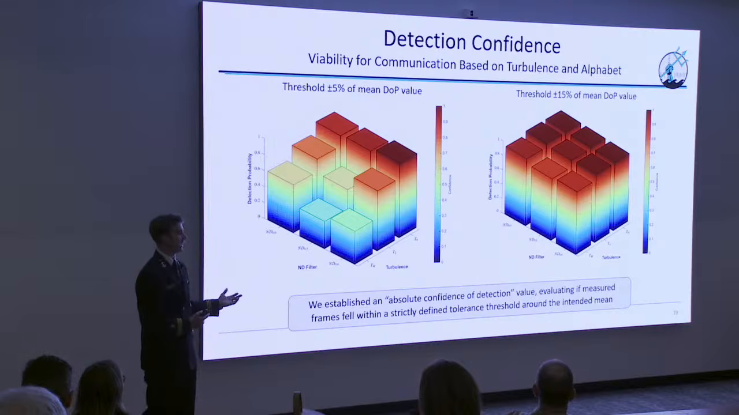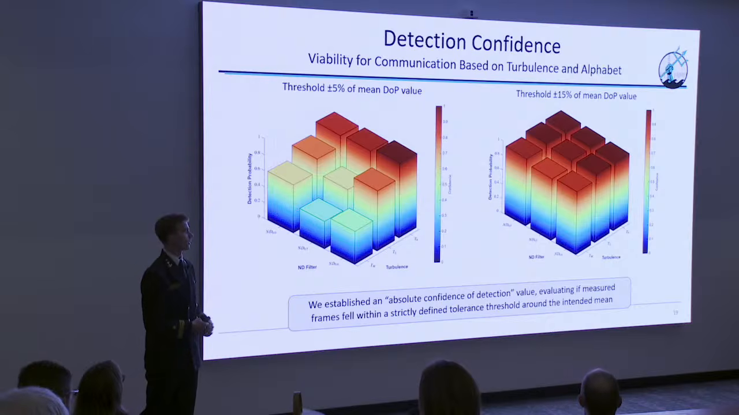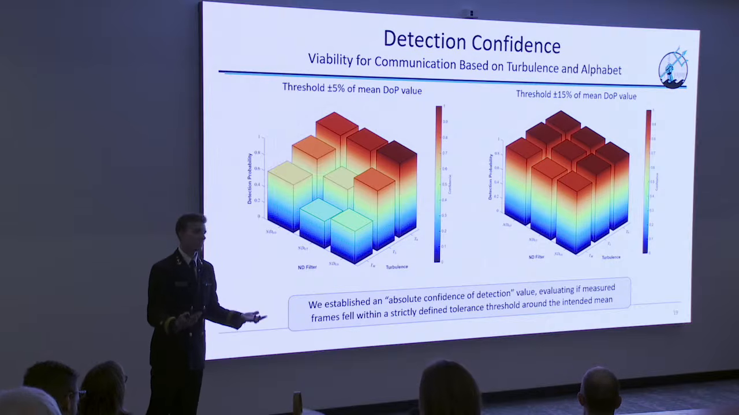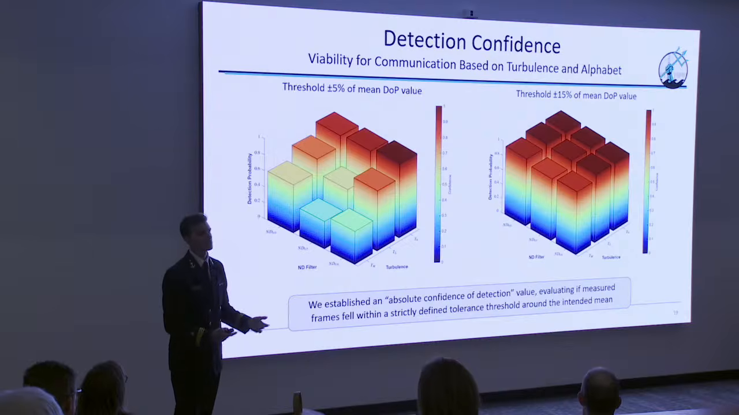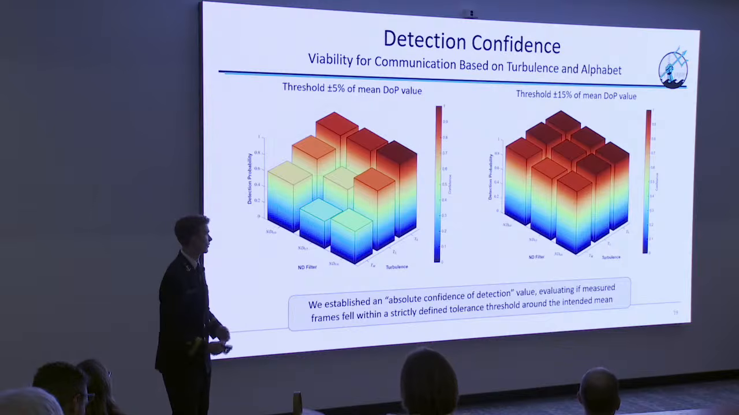But what we found was that even as we increased the turbulence, we were still able to detect that state, and this, in a very unique case, does show that we could use it for communication alphabets. However, it is probably not the best use of this system.